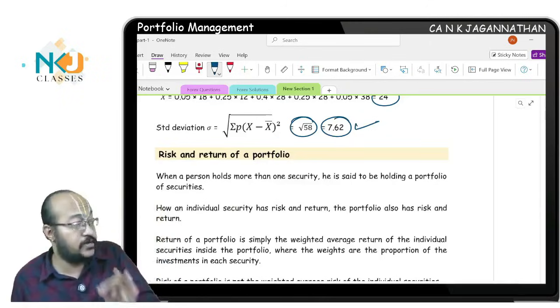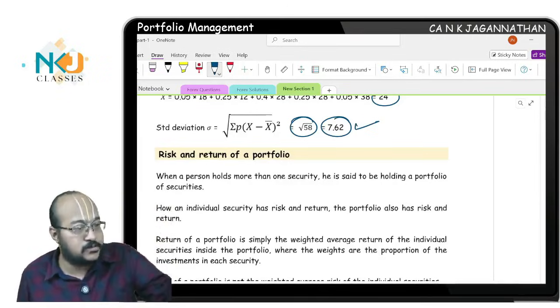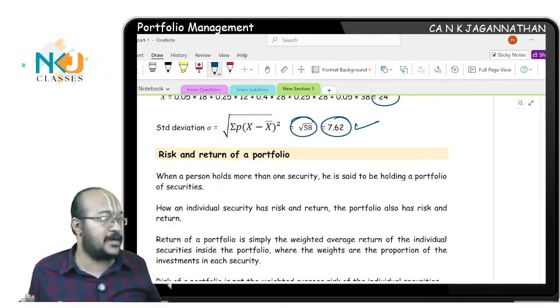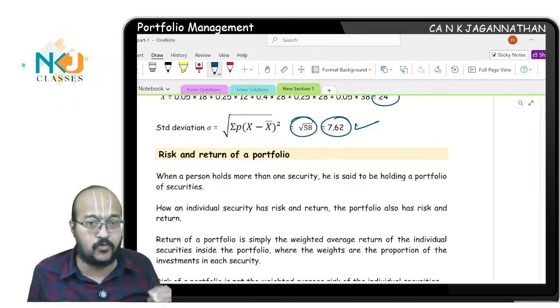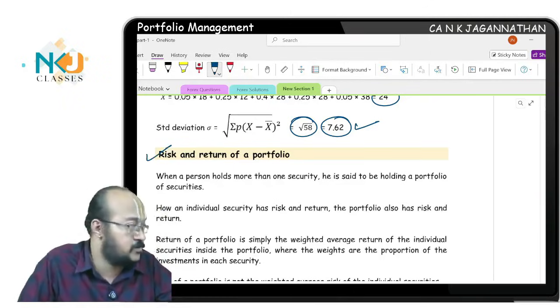So till now what we discussed is risk and return of the individual securities, where past data is given or where the probability is given. Under both the scenarios we have learned how to compute risk and return of the security. Shall I move on? Okay, next topic, risk and return of the portfolio. Now comes the important topic.